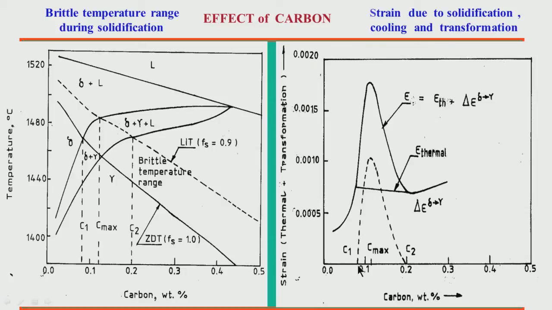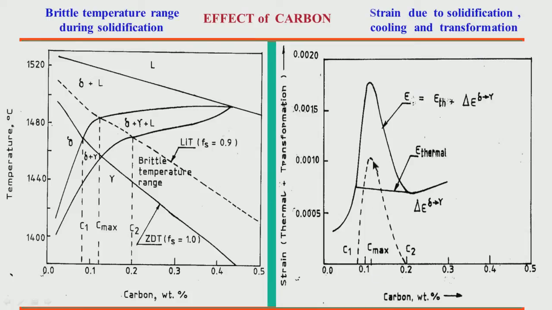I have told you, between C1 and C2 the delta to gamma transformation takes place in the brittle temperature region. That is why you will find the strain lower than C1 is almost 0, and above C2 again it is almost 0, because it is taking place either below or above the brittle temperature region. So, the strain is maximum at Cmax, as I have told you. Why is it maximum? Because all the transformation of delta to gamma is taking place at a concentration of Cmax in the brittle temperature region.